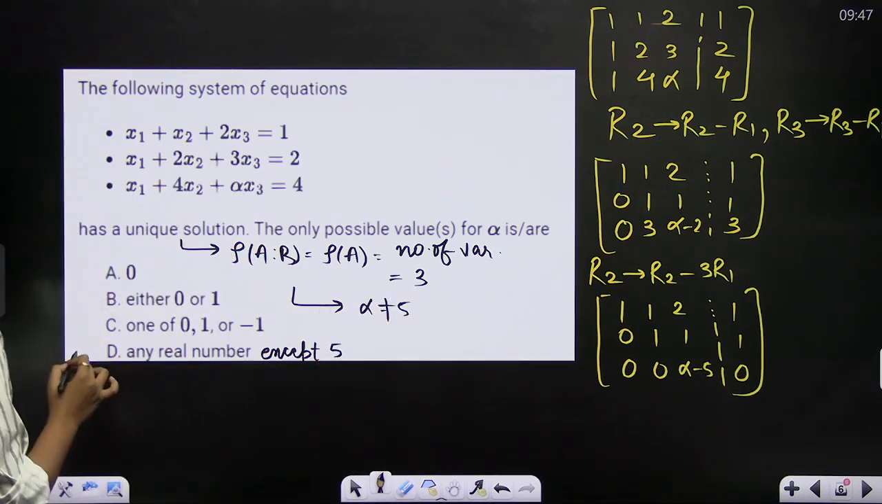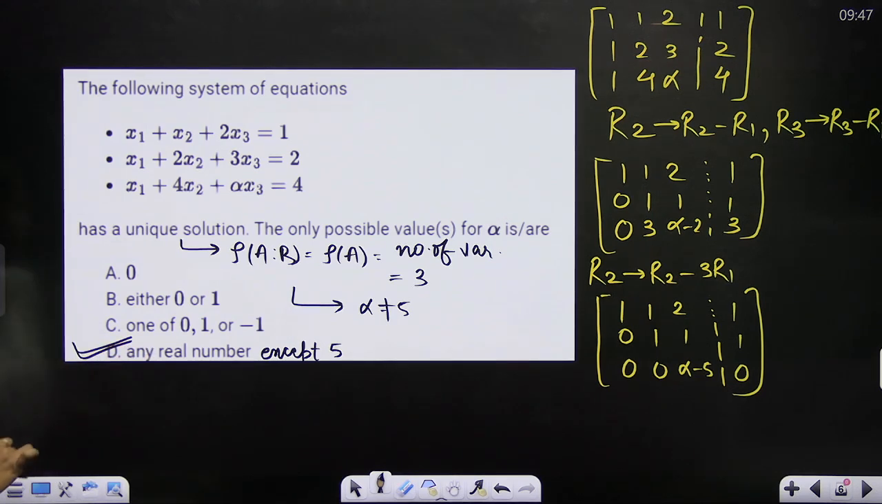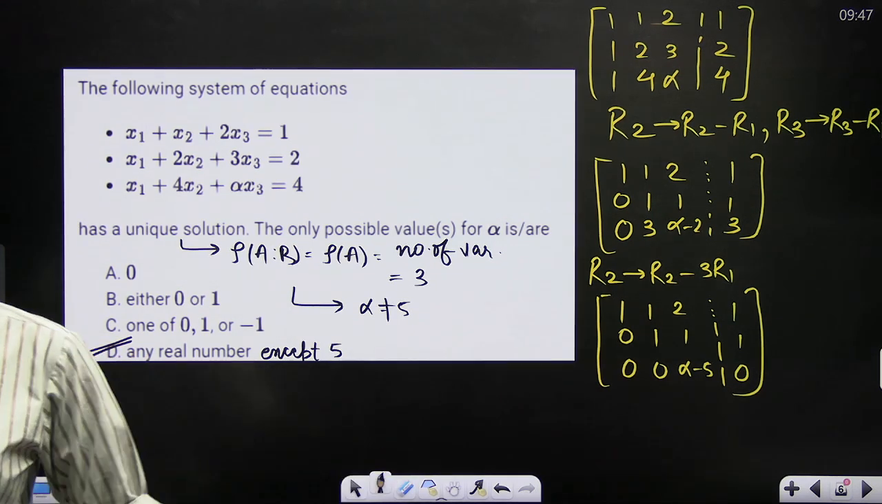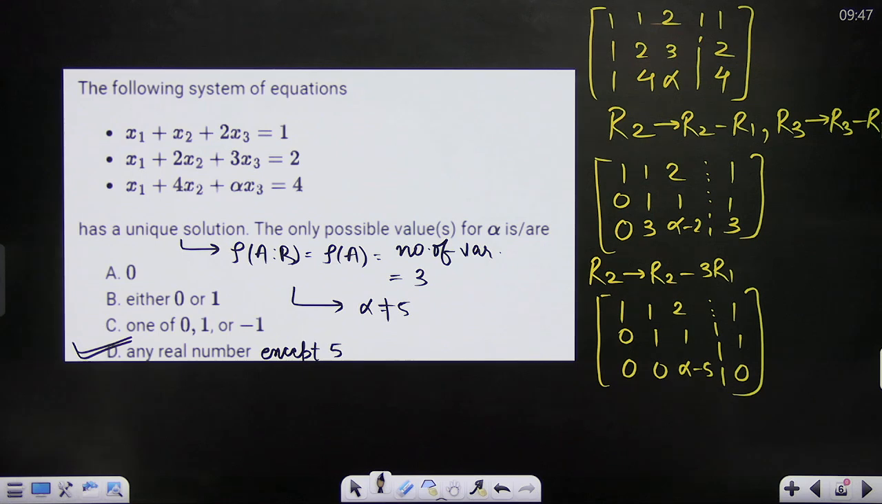So which option is correct? Any real number except 5. Option D is correct. It was incomplete previously. You have to write down here except 5. Any real number except 5.